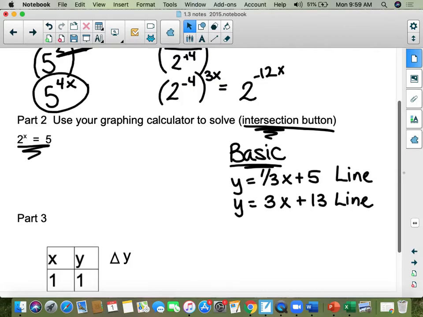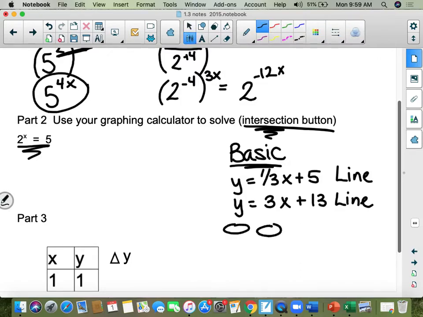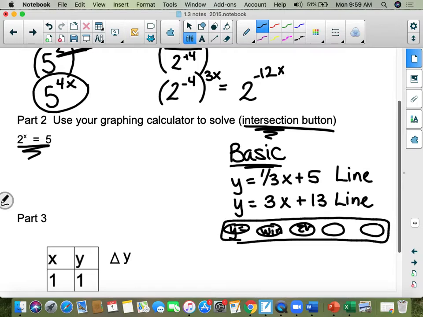Hit clear so that you only have a blinking little box. Do you notice that you have gray little buttons on the top of your calculator, or maybe a different color? The first one says y equals, the second one says window, the next one says zoom. Those buttons up on top are used for graphing. So what I want you to do is hit the y equals button. Under the y equals button, you have a y1, a y2, a y3, a y4, a y5. You can scroll down. That means you can put that many equations into your calculator.